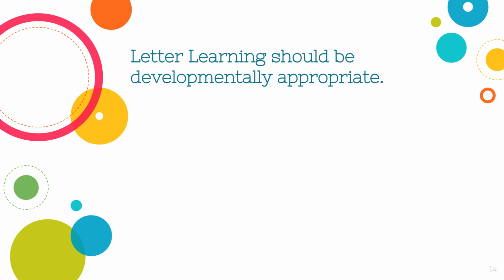Whenever you're planning letter learning activities in your classroom, we want to always make sure that they are developmentally appropriate for the children that you're working with. You have children in your classroom starting at the beginning of the year. They may be 3, they may be 4 years old, and by the end, some of your children may be 4 or 5 years old. So you want to make sure that your letter learning is developmentally appropriate for the 3 to 5-year-old age group.